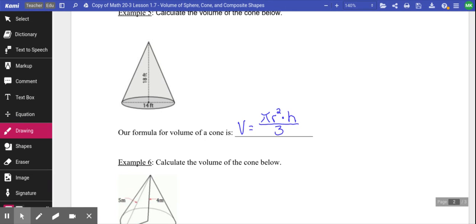So for us, when we go to do this, we want volume equals pi. R is not 14. We have to divide that by 2 to get 7. So it's pi times 7 squared times a height of 18, divided by 3. If you put that in your calculator, so we have pi.